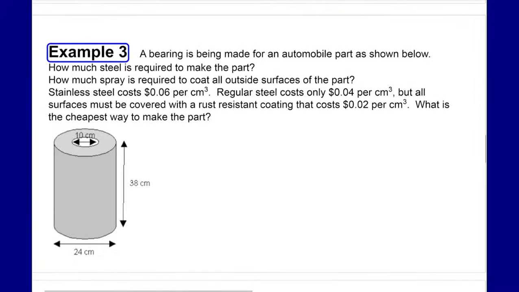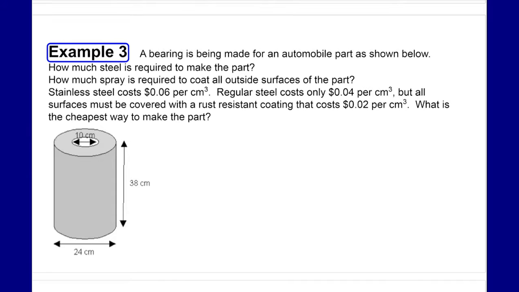Moving on to the last question. A bearing is being made for an automobile part as shown below. How much steel is required to make the part? Then we have to think about how much spray is required to coat all outside surfaces of the part. And then we're given the cost for stainless steel and regular steel, and then a cost for a rust-resistant coating, and we want to figure out then the cheapest way to make the part.